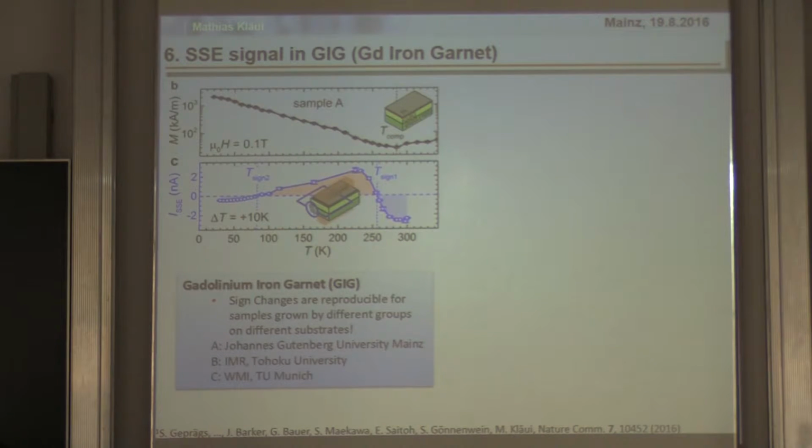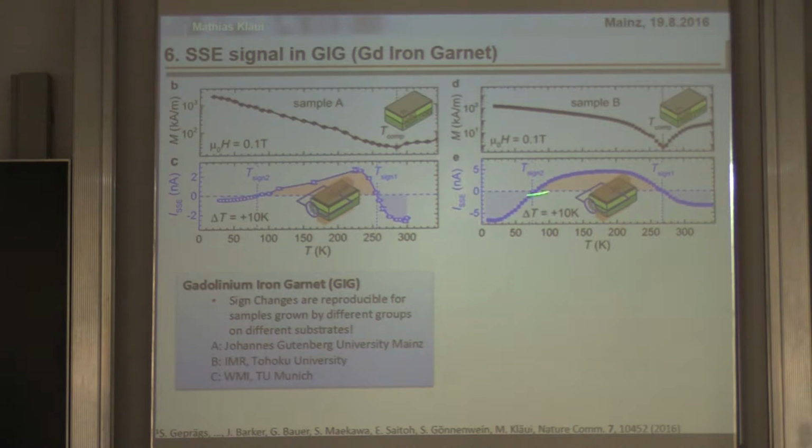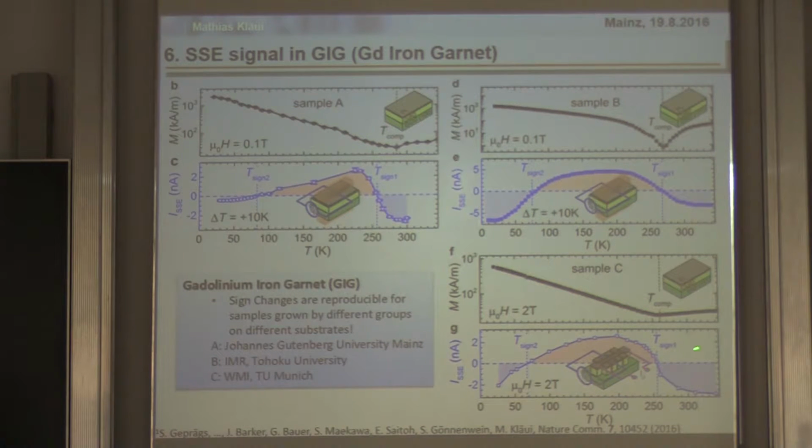And so we thought, it cannot be true, we don't believe it. We asked our colleagues to measure as well. So these were our measurements. Then we asked our colleagues in Japan to measure. See, they see the same thing. We asked our colleagues in Munich to measure. They see the same thing. So this is very nice, because we have 3 samples grown in 3 different labs, measured in 3 different labs, grown on different substrates, grown with different methods, all showing the same thing. So now, I believe. It's probably a real effect.